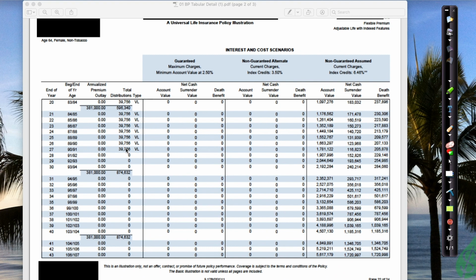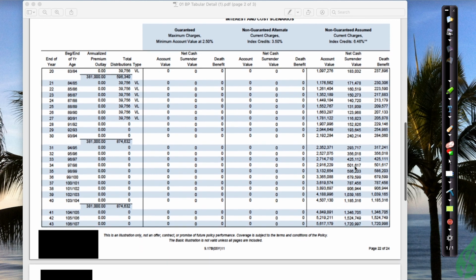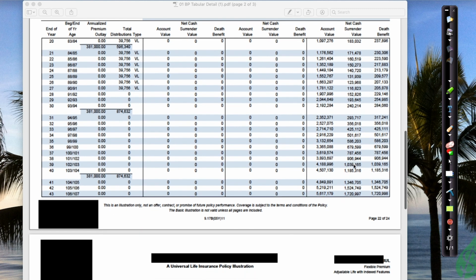These are all variable loans, variable interest rate loans. Okay. Until age 90, then they stop that, probably because of what the cash value is doing, it continues to decrease. See the net cash surrender value here keeps decreasing. So they stop taking distributions from the policy and they start letting the cash build again at this indexed rate. And it just goes haywire at this point. It goes crazy big.